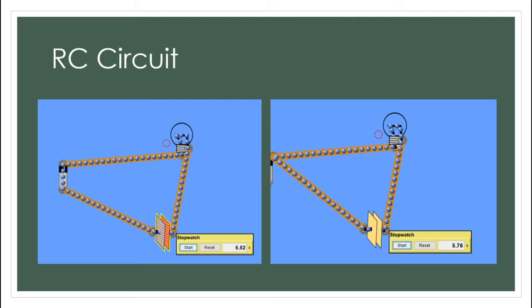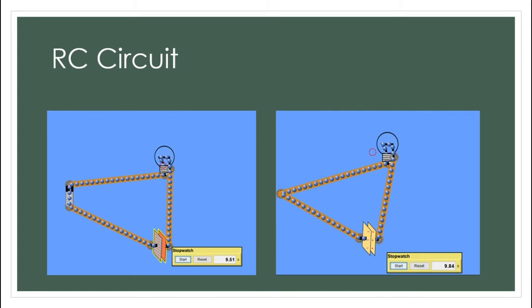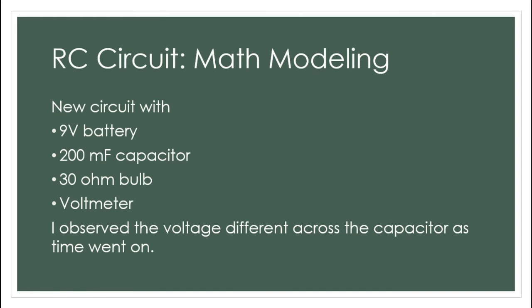And then the same thing when we disconnected the bulb and connected the fully charged capacitor to the light bulb, it was the same thing. It started out very strong, but as the capacitor discharged, the light bulb dimmed. Same thing for the 20 ohm bulb. This just shows that the greater the resistance, the longer it takes for the capacitor to charge and discharge.